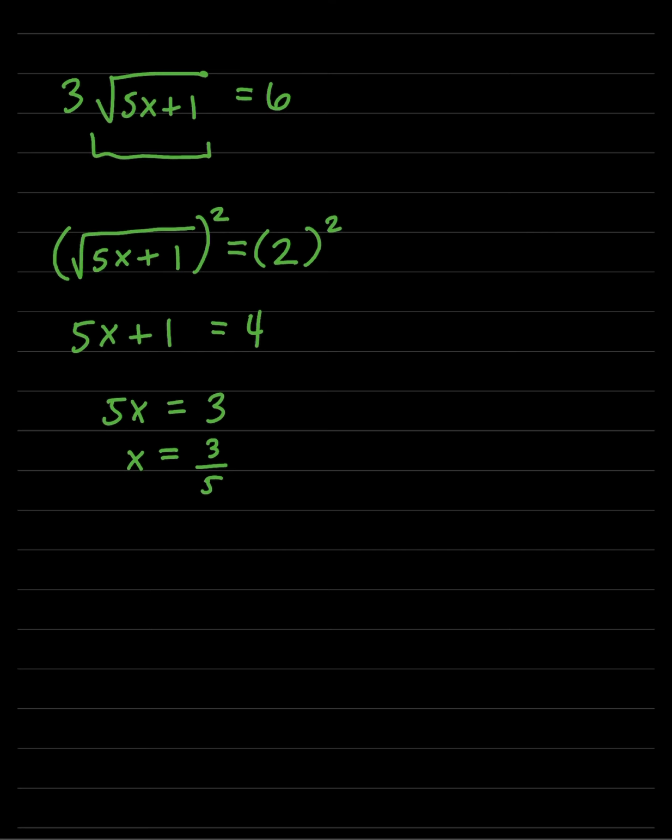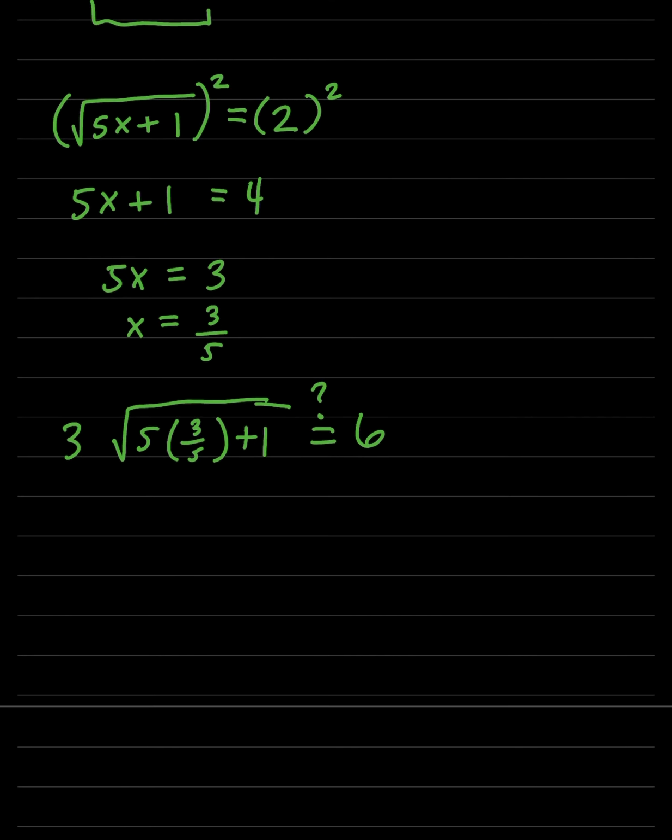If we were to plug the solution 3/5 back into our original equation, that would say that 3 times the square root of 5 times 3/5 plus 1, and we want to know, does that equal 6? And now we can kind of just work our way through and solve this out. So that would say 3 times the square root of 5 times 3/5. The 5's can cancel, and we're just left with 3 plus 1. Again, we want to know, does that equal 6?